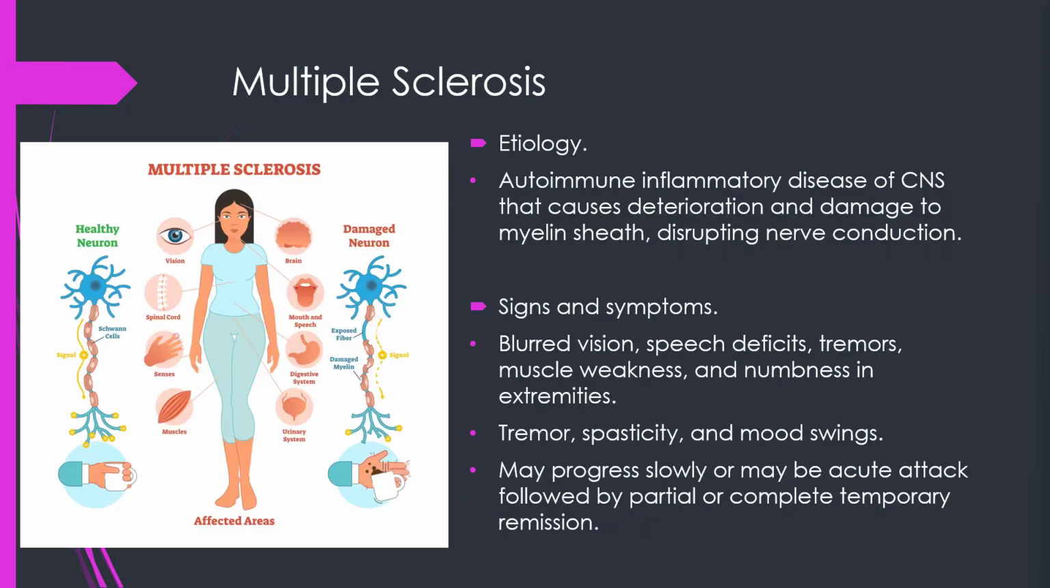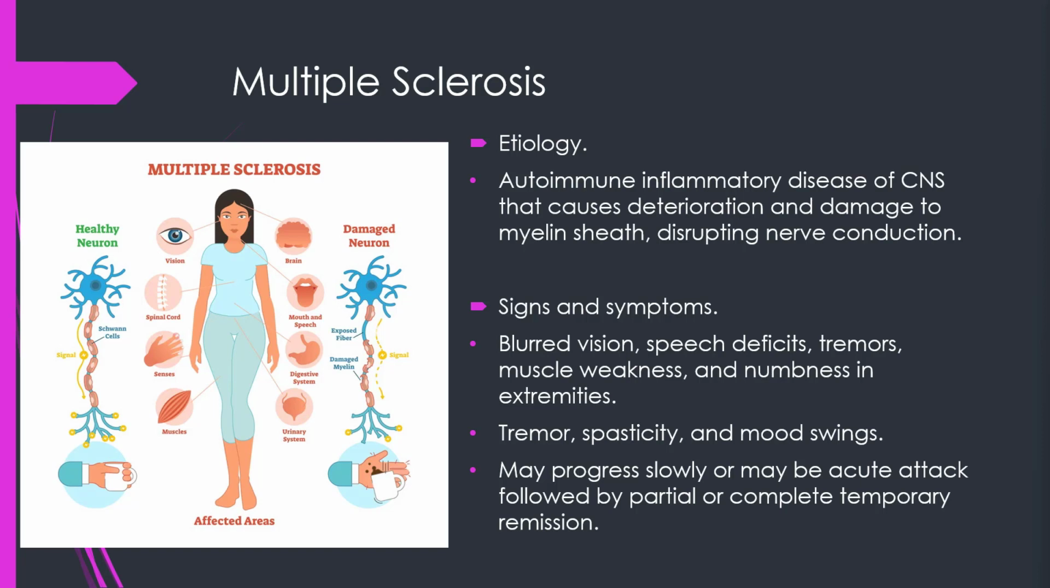Multiple sclerosis, also known as MS. This is an autoimmune inflammatory disease of the central nervous system that causes deterioration and damage to myelin sheaths, ultimately disrupting nerve conduction. Signs and symptoms include blurred vision, speech deficits, tremors, muscle weakness, and numbness in the extremities. Tremors, spasticity, and mood swings are common.